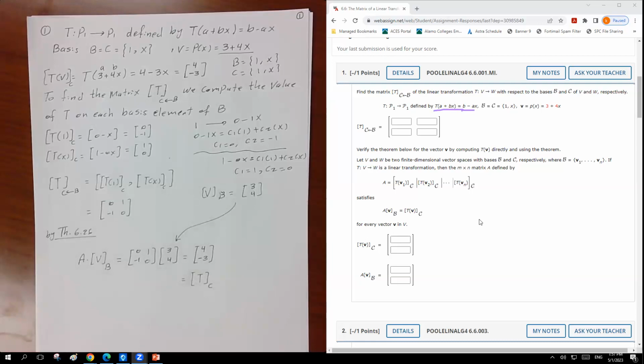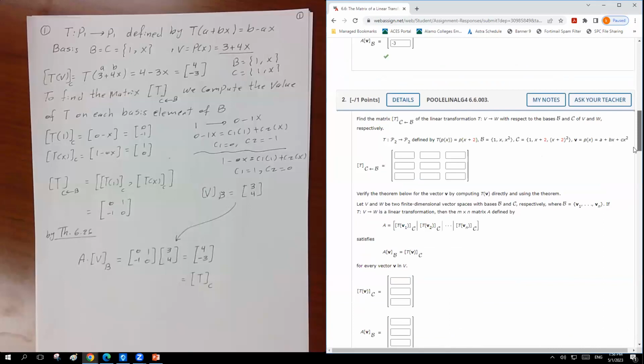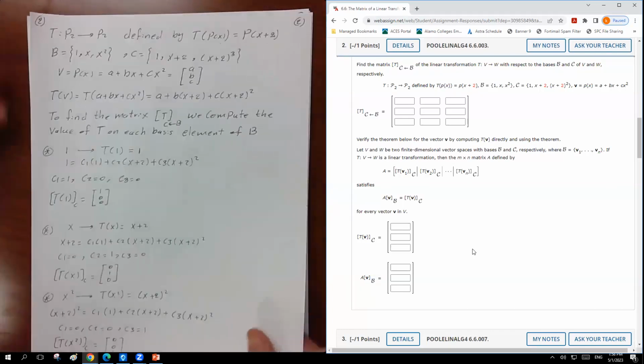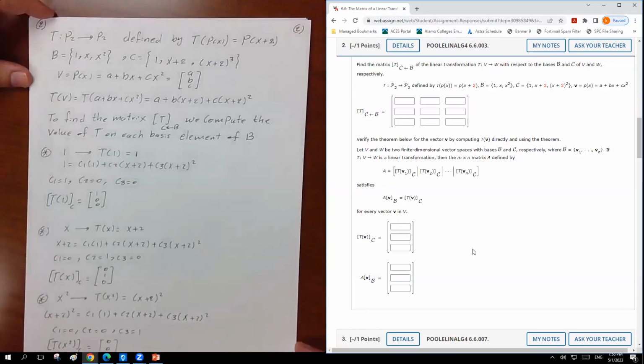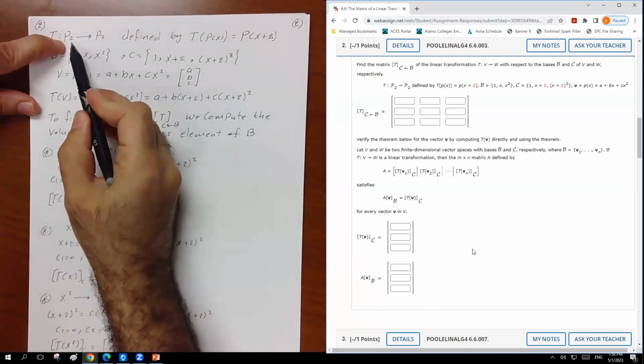So let's check our solutions. We got it right. Let's move to the second example. I'm going to do the second example in detail, and let's check what we're going to get. So the next example, we have the transformation from P2 to P2, the polynomial with degree 2.